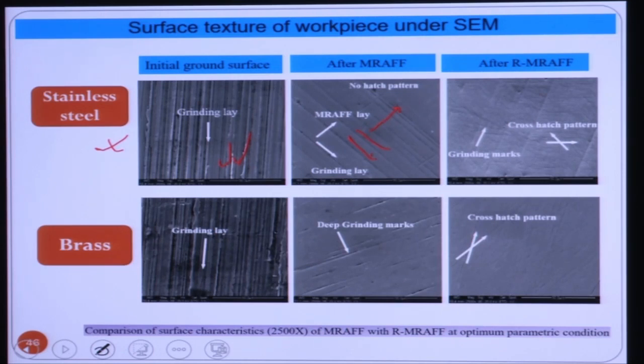Okay. So this kind of process pattern is also generated on the workpiece surface. So this is the brass workpiece. This is the grinding lay for this brass workpiece. Here, definitely in the MRFF process itself we got a very good surface finish. But these kind of scratch marks are there. So valleys are there, but using this RMRFF process, rotational MRFF process, you will see these process patterns and these valleys are completely removed.